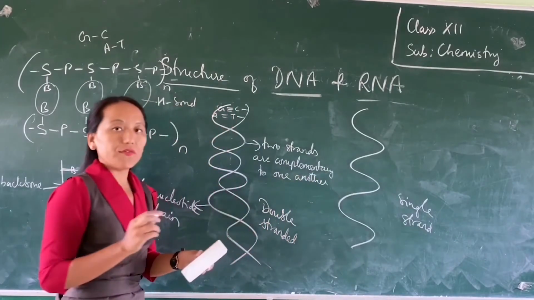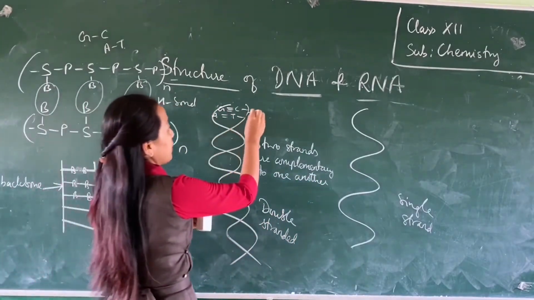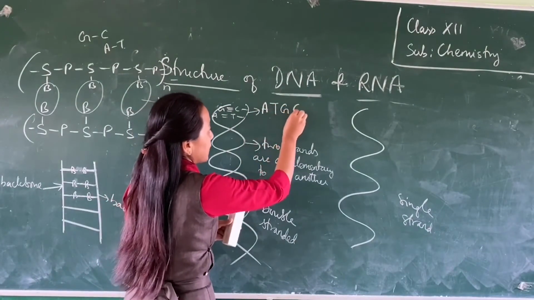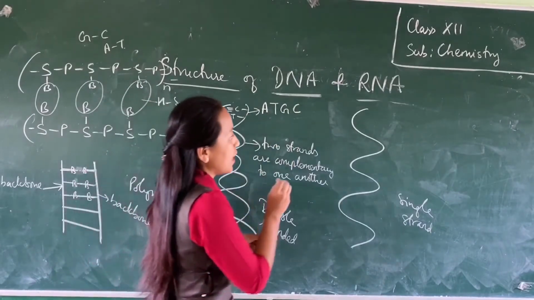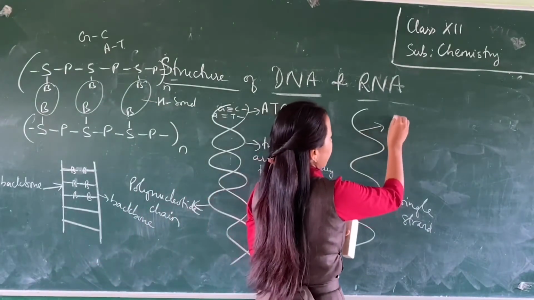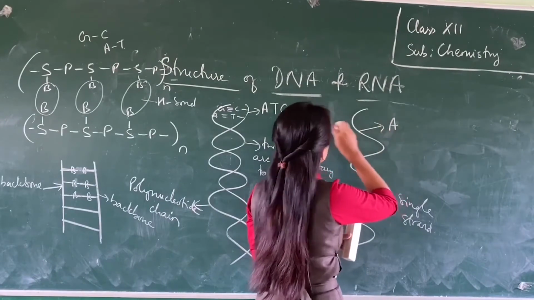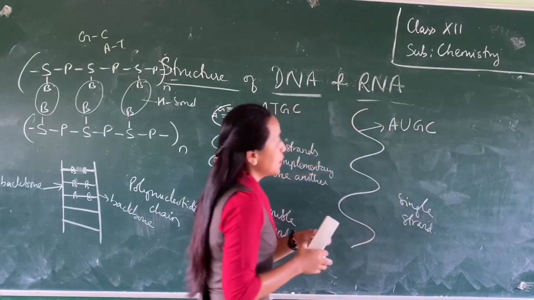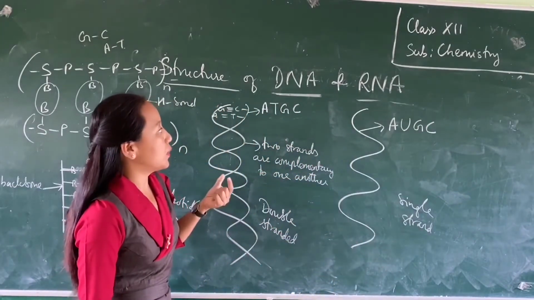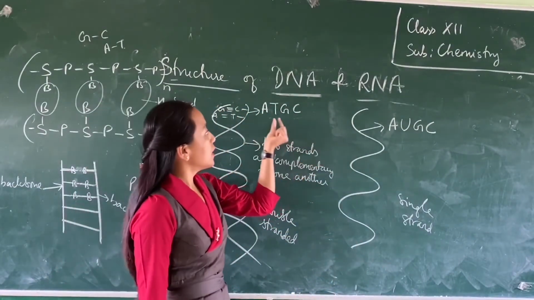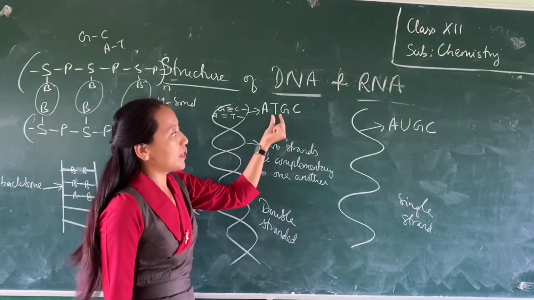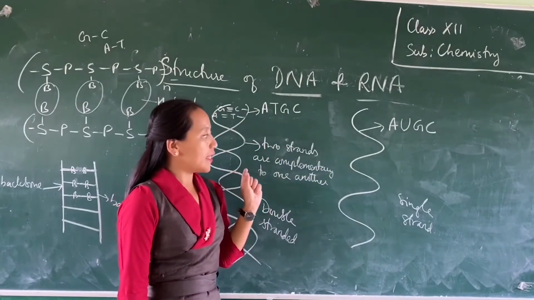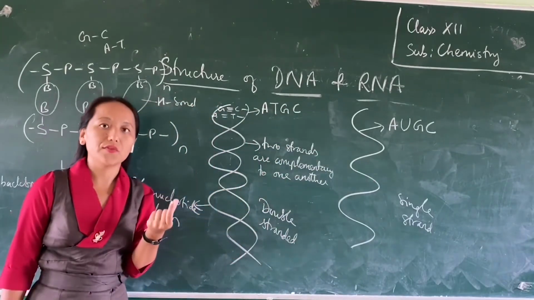And in the case of DNA, the bases involved are adenine, thymine, guanine, and cytosine, whereas in the case of RNA, the bases involved are adenine, you have uracil in place of thymine, and guanine and cytosine. So that's the basic difference between the bases. In the case of DNA, you have thymine, whereas in the case of RNA, you have uracil. That is one difference. And the next difference is in the case of sugar, as we have already discussed.